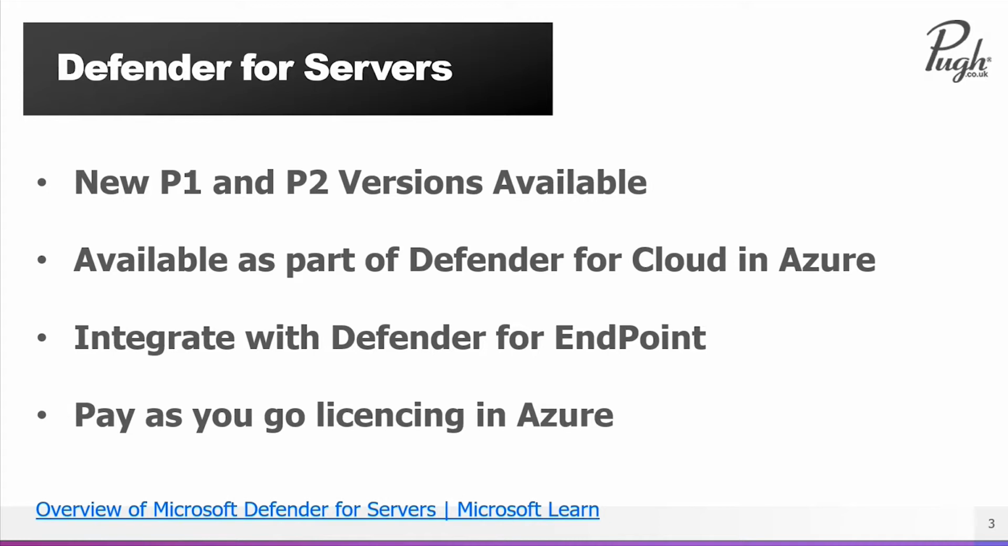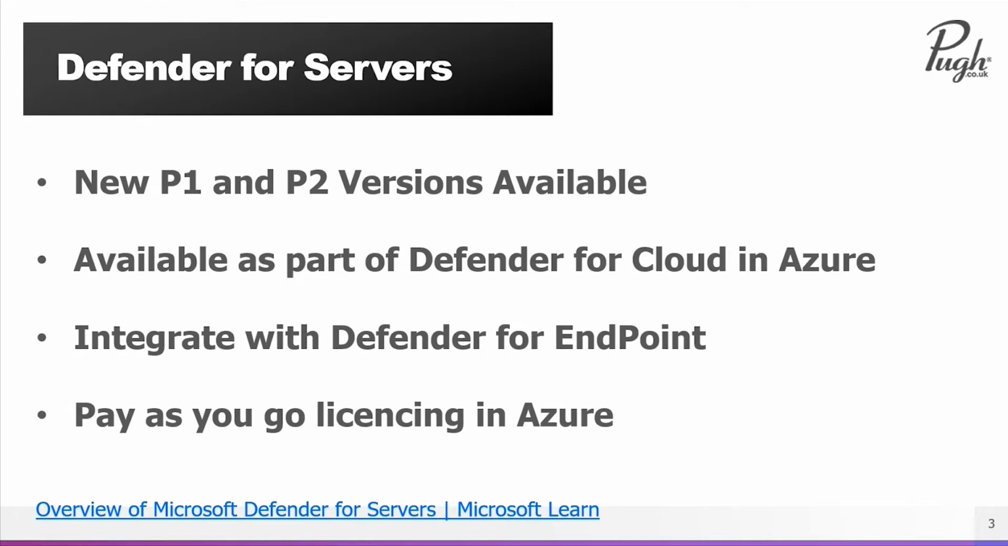So the P1 and P2 versions are available as part of Defender for Cloud in Azure. Now, Defender for Cloud is Microsoft's system for protecting resources in the cloud. It not only protects server VMs, it protects other Azure resources as well. But on top of that, it's a multi-cloud protection system. So you can protect resources in AWS if you want, but also you can protect on-premise VMs as well.